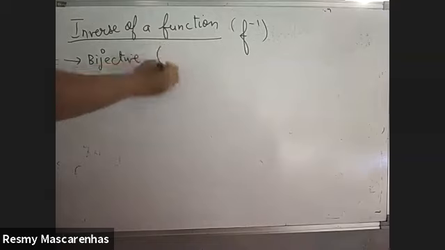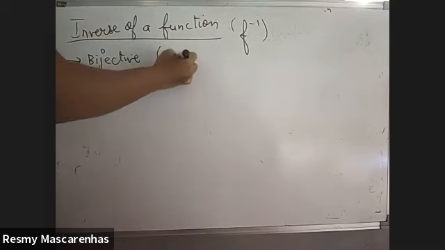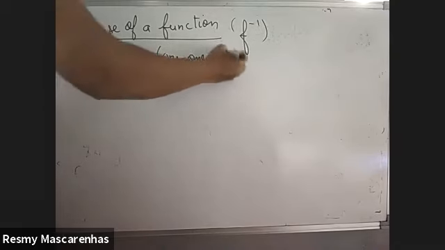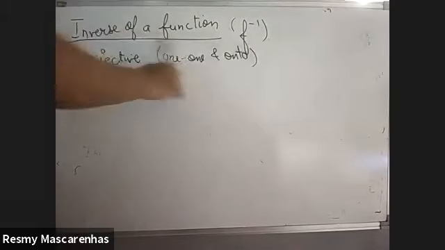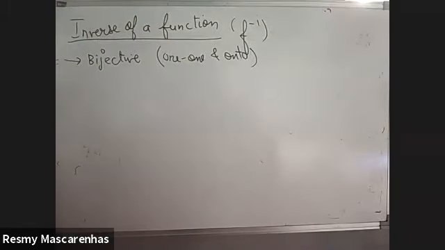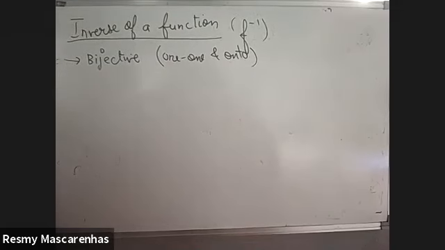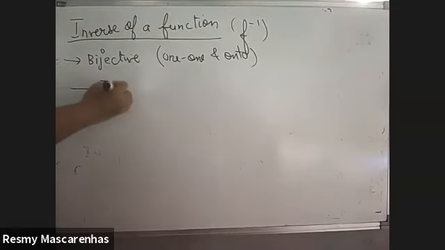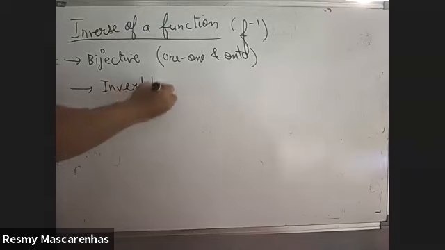Bijective means what? You have to prove that it is 1 to 1 and onto. This is the main criteria. If they ask whether we can find the inverse, then you have to prove that this is 1 to 1 and onto, and then show it is also called invertible. Invertible means you can find the inverse.